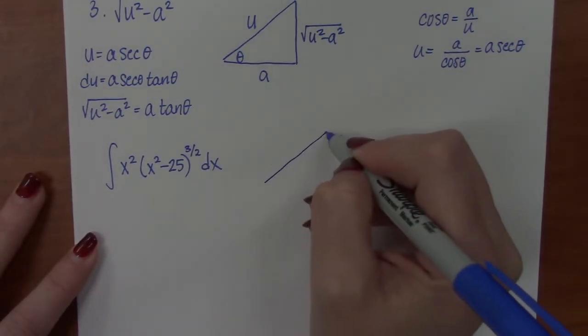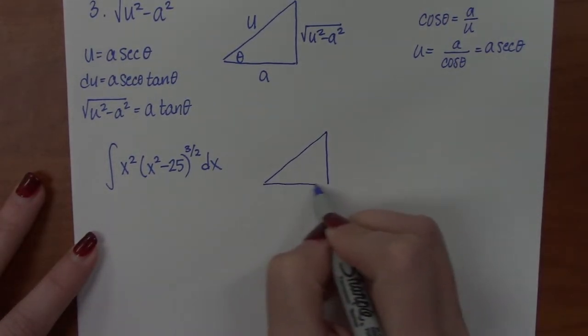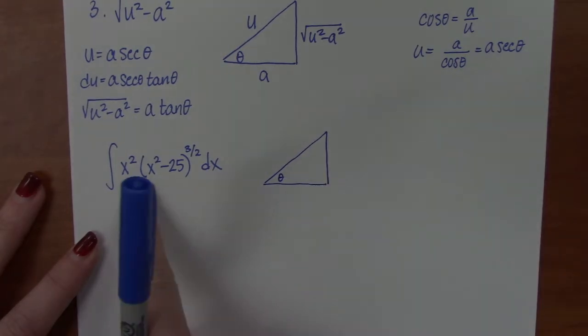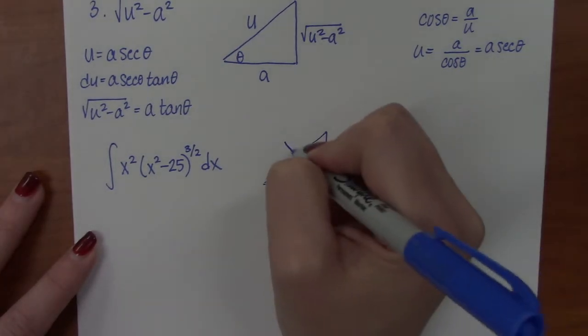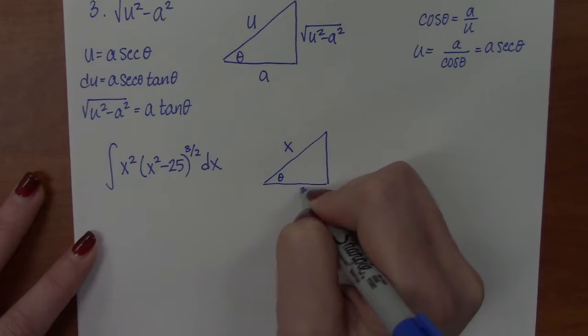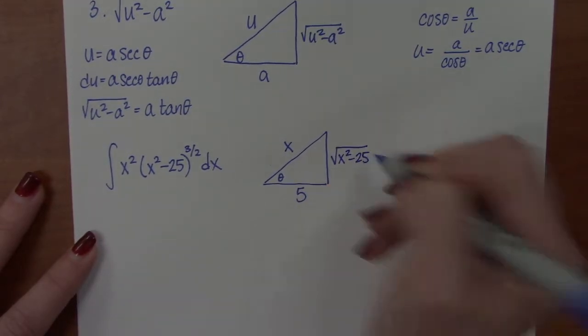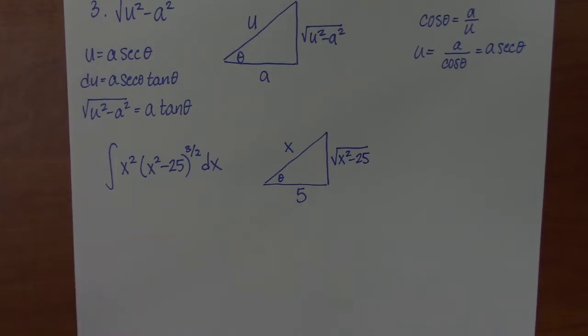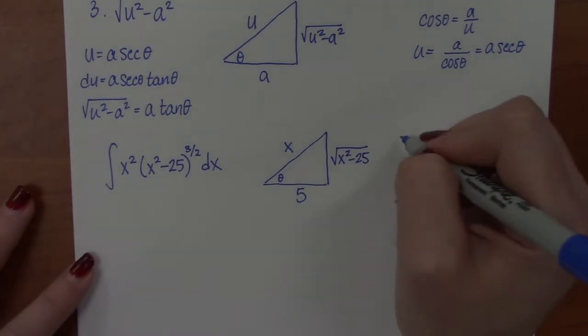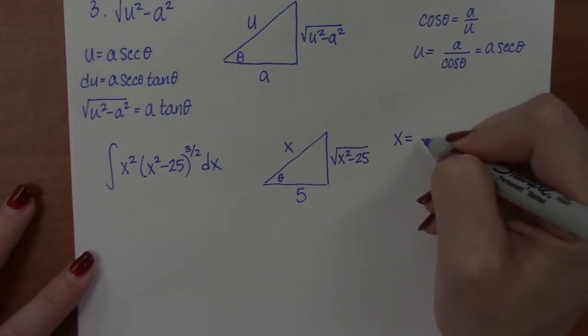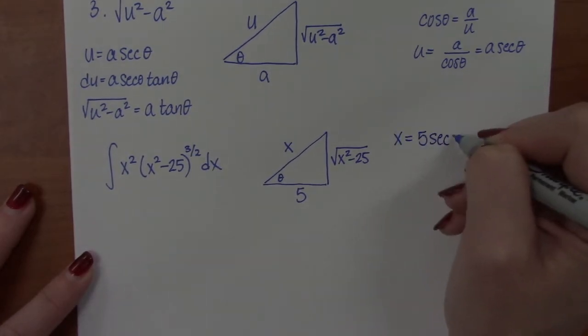So if we draw our triangle, our u in this case is just x. So x is the hypotenuse, a is 5, so then the square root of x squared minus 25 is the height of our triangle. So x is going to be 5 secant theta.